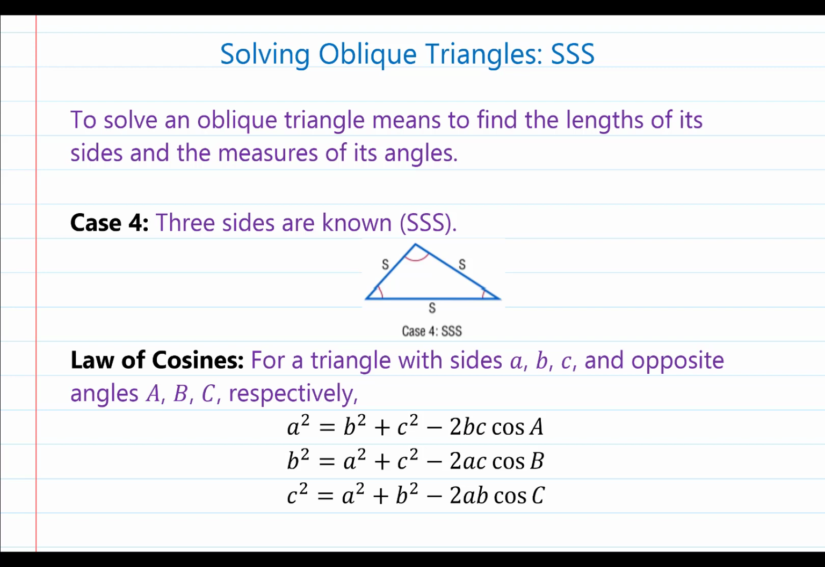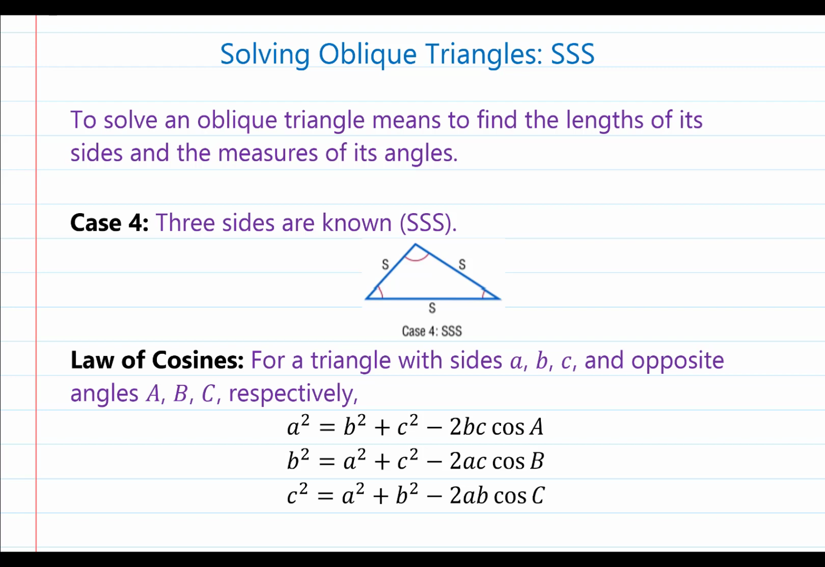We will use the law of cosines to solve triangles in this case, which states, for a triangle with sides A, B, and C, and opposite angles A, B, and C, respectively, and there are three versions. I'll read the first one. It says a squared is equal to b squared plus c squared minus 2bc times the cosine of angle A.